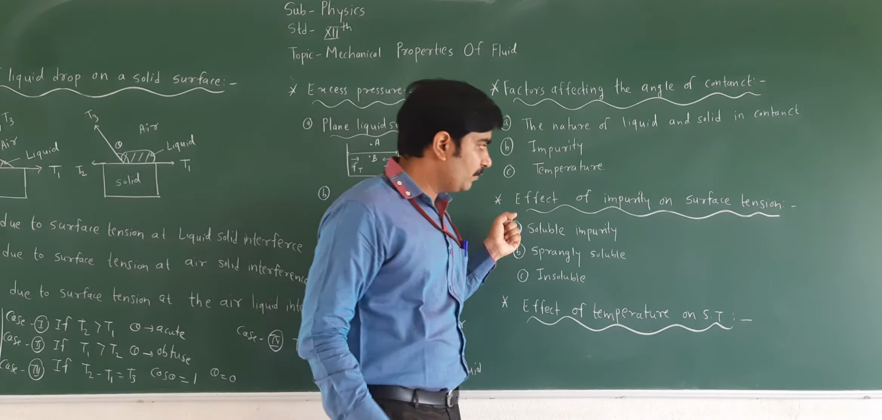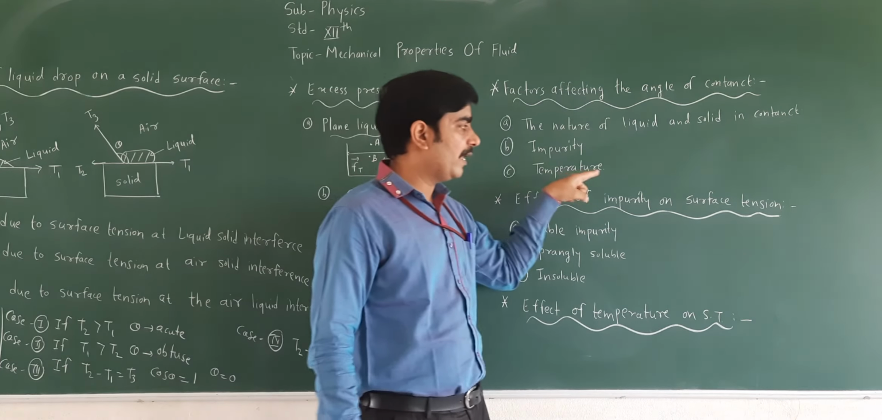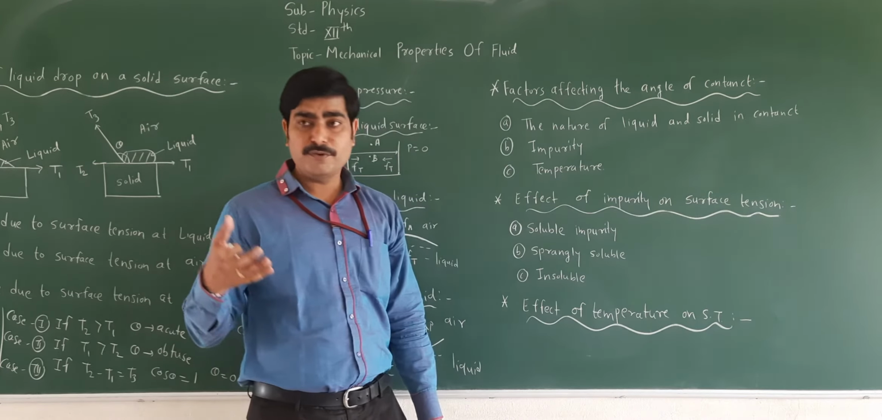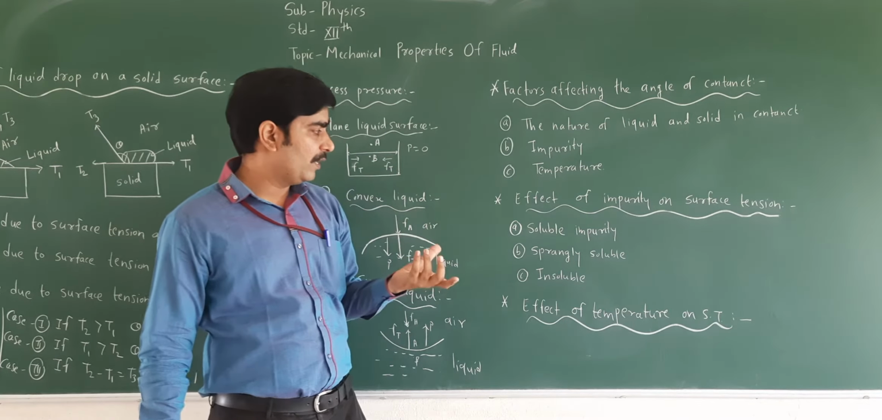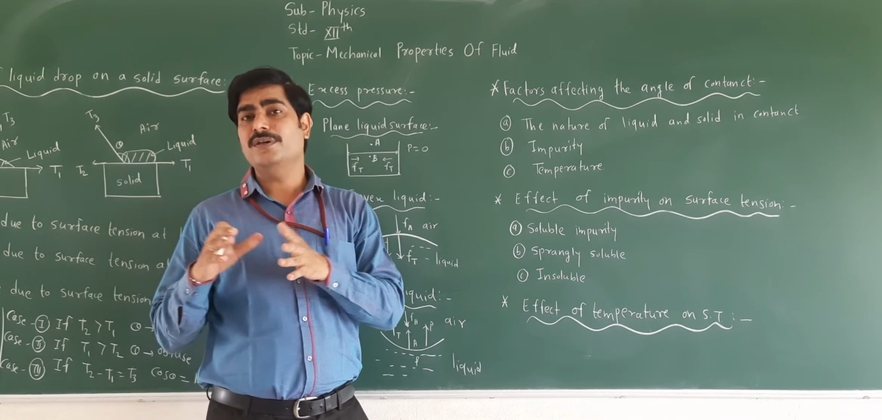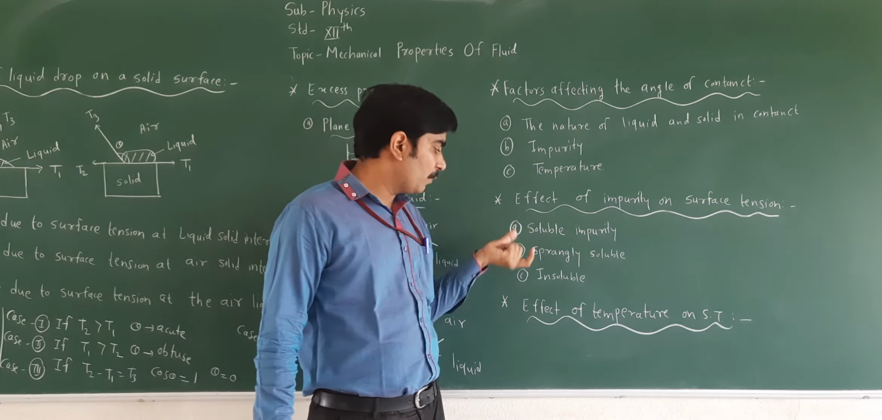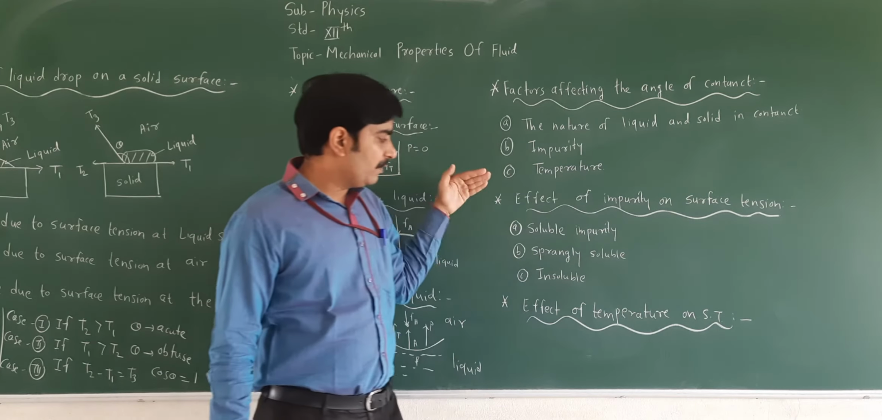The next point we are going to see from this topic is the effect of impurity on surface tension. If we have pure water and we add any kind of material, then that is called an impurity. The impurity is also of different kinds, you have seen in chemistry. So first we are going to see the effect of impurity on surface tension in 3 different points.